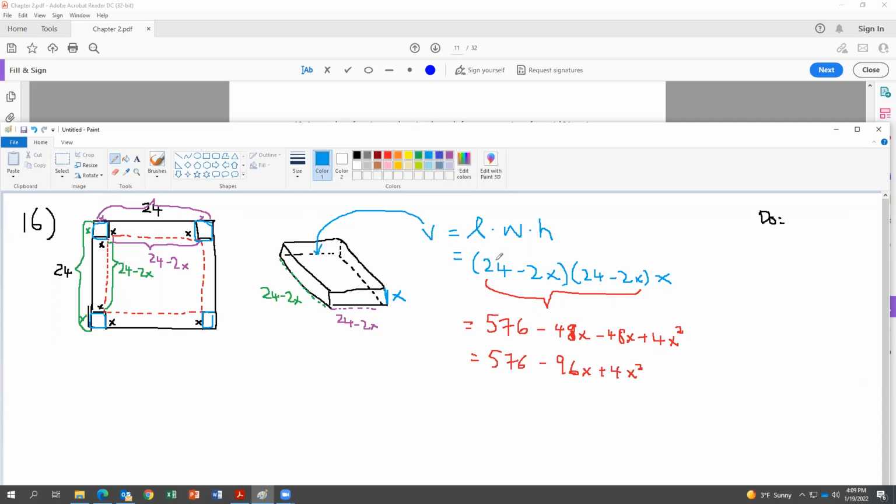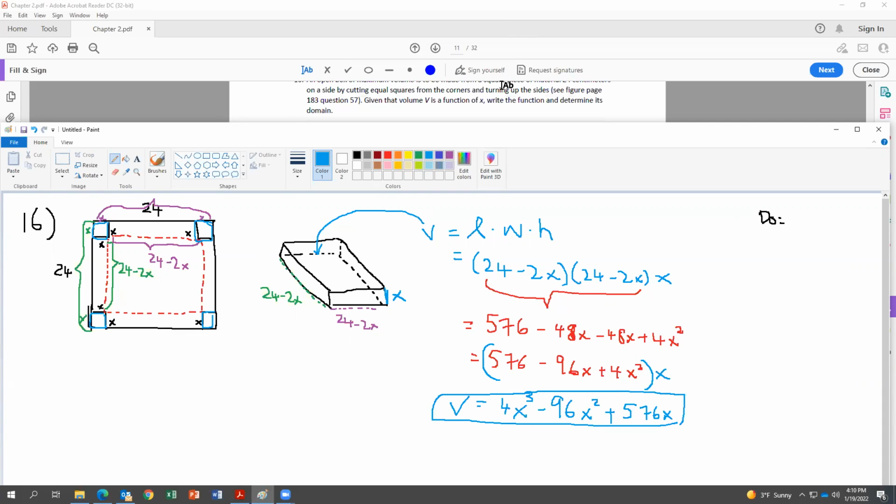And don't forget, this is just 24 minus 2x FOILed. But you still need to multiply everything here by x. So you will get 4x cubed minus 96x squared plus 576x. So this is the answer for the volume of this case, in terms of x.